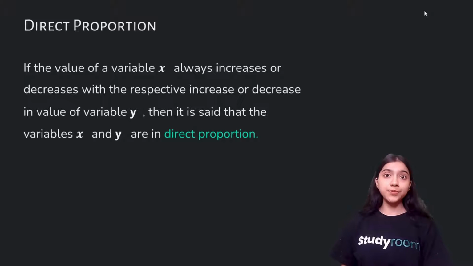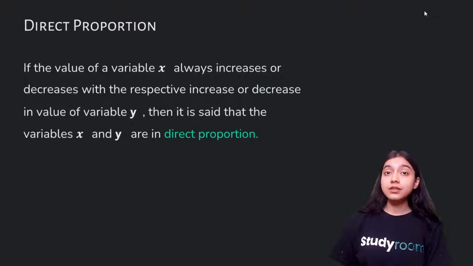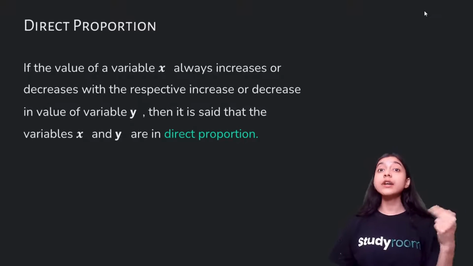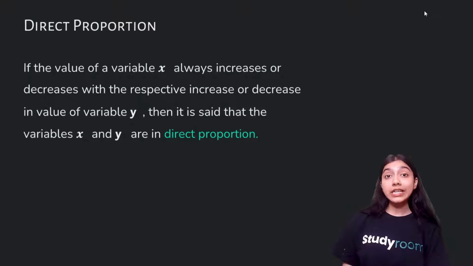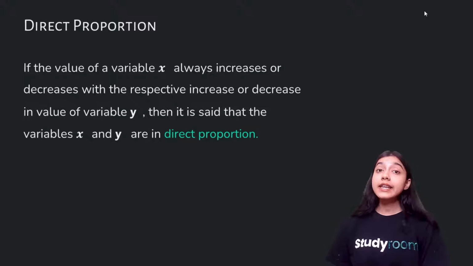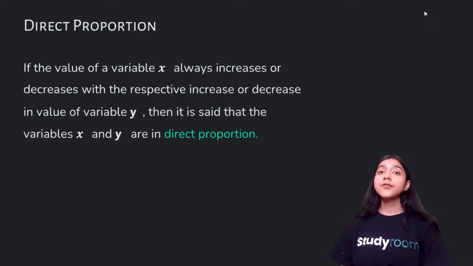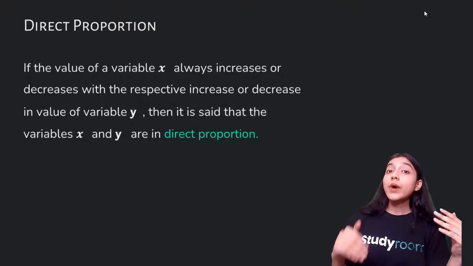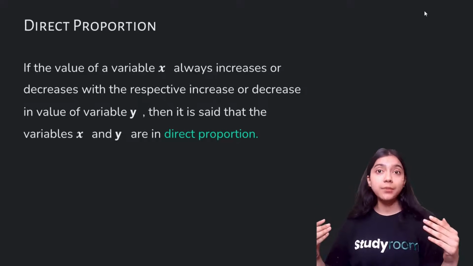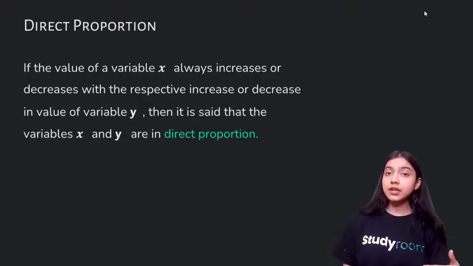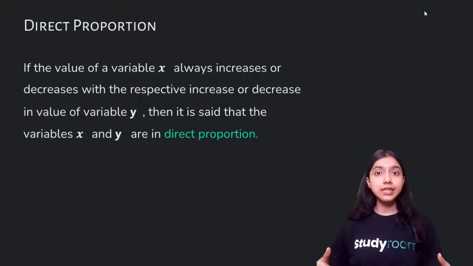Now, what is direct proportion? To understand this concept, let us consider two variables x and y. Now, if the value of the variable x always increases or decreases with the respective increase and decrease in the value of the variable y, then x and y are said to be in direct proportion. In simpler words, if x is increasing, then y is also increasing in the same proportion. And if x is decreasing, y is also decreasing in the same proportion.